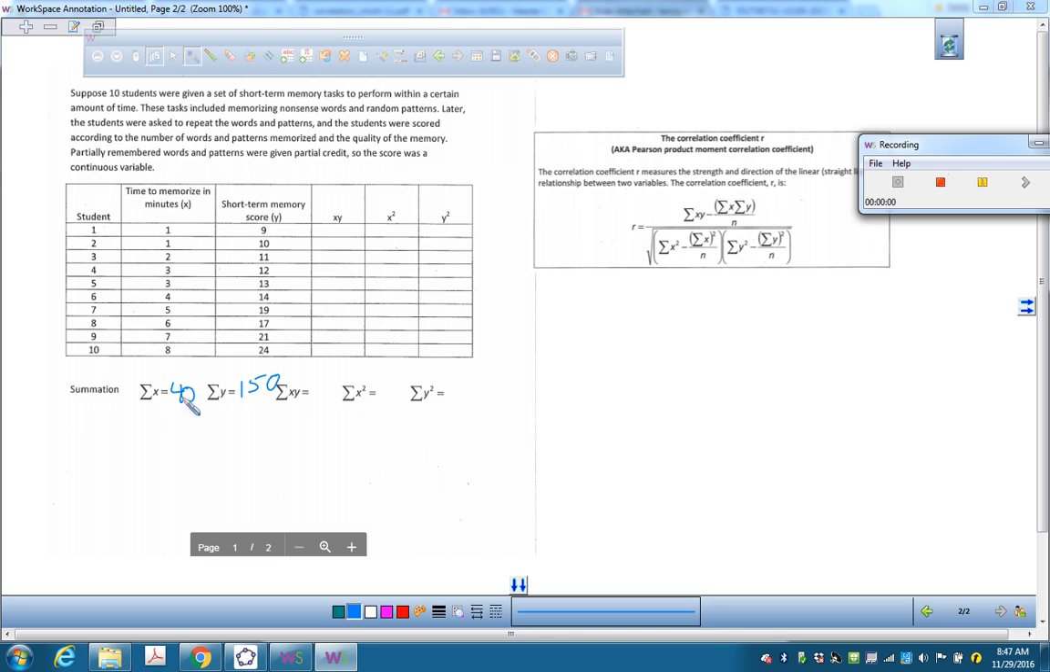We summed up the x's. We've already summed up all the y's. Now we're going to sum up the xy's. In order to sum up the xy, you have to multiply x times y.